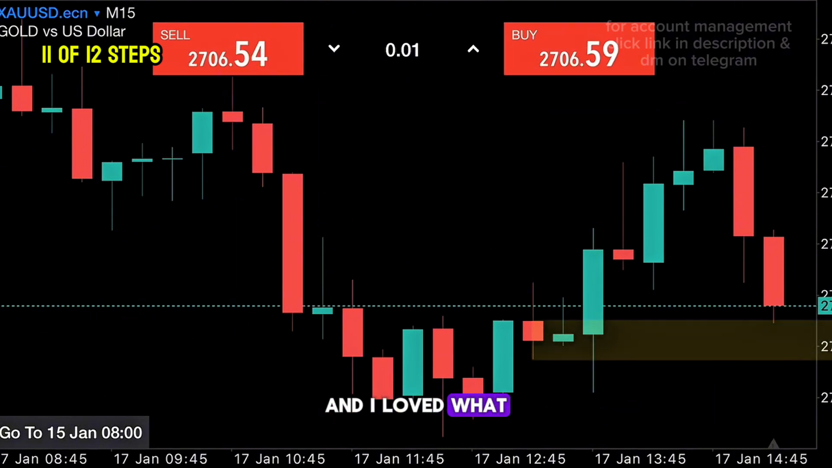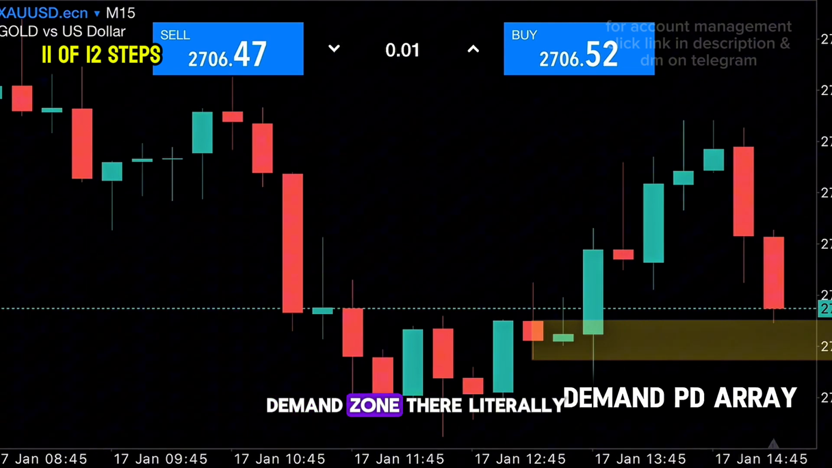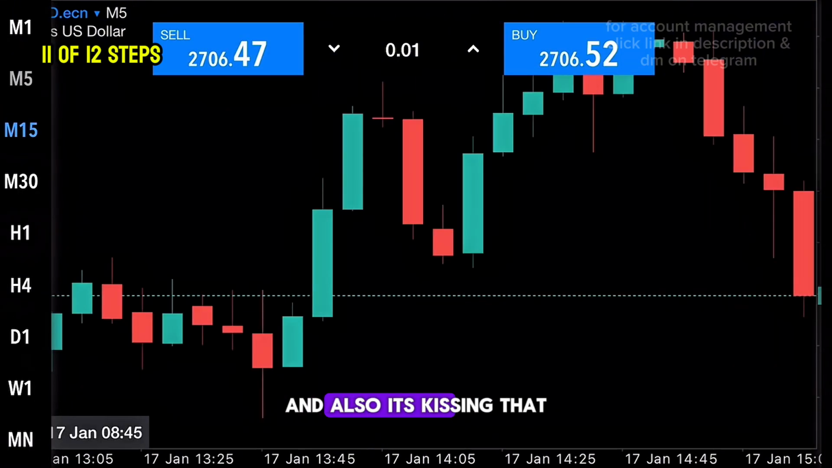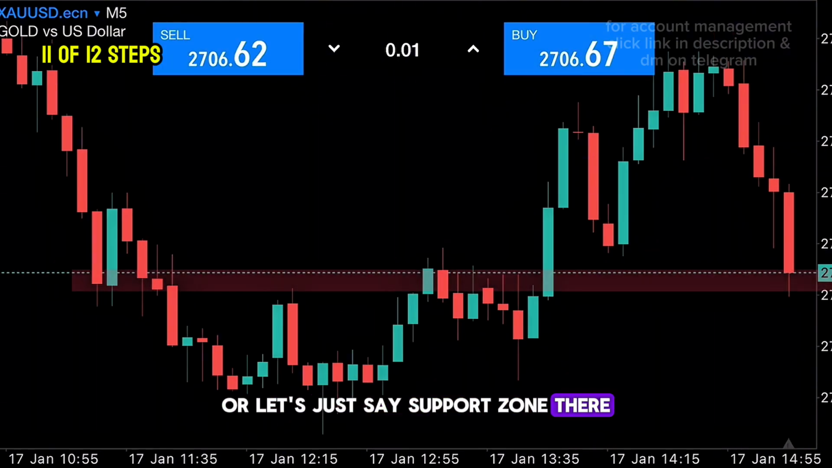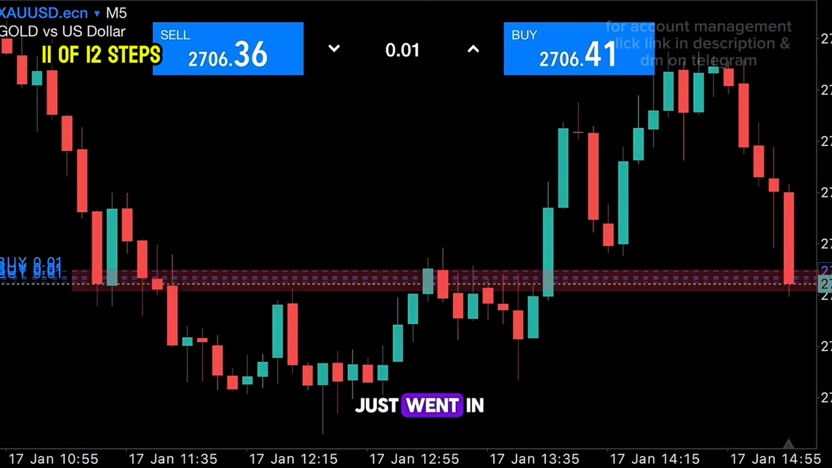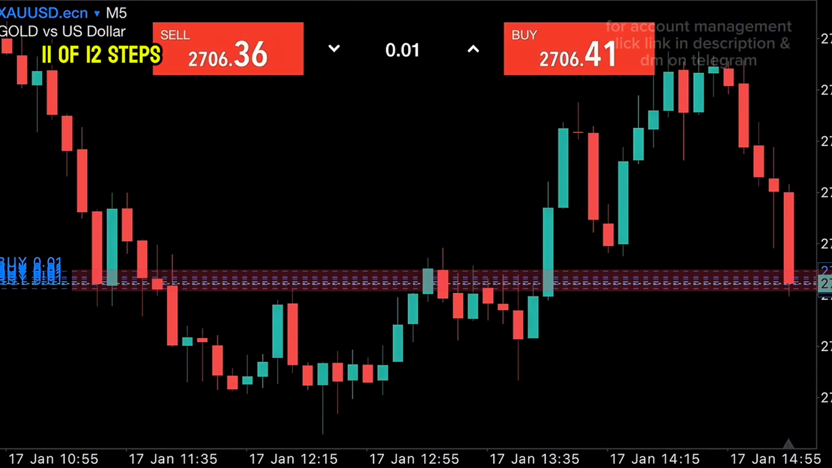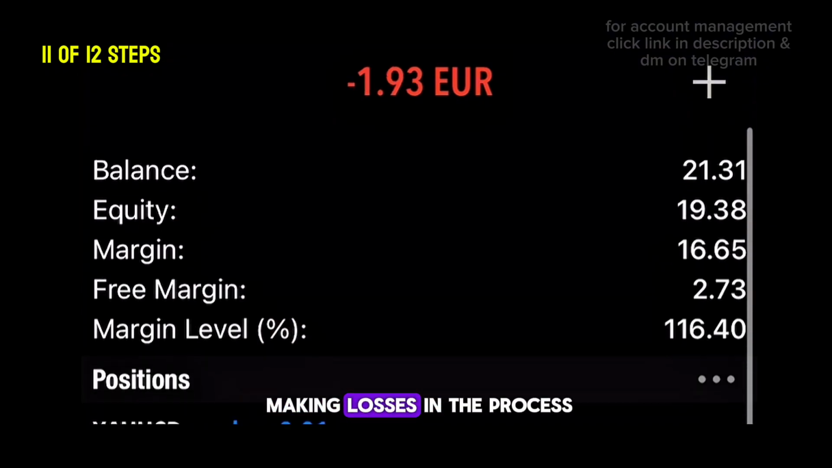And I loved what I was seeing here. Price was literally rejecting from a demand zone there, literally at 50%. And also it's kissing that breaker block, or let's just say support zone there. So I just went in, and I was not even going easy on the entry at all. I was going in, and I was even making losses in the process.